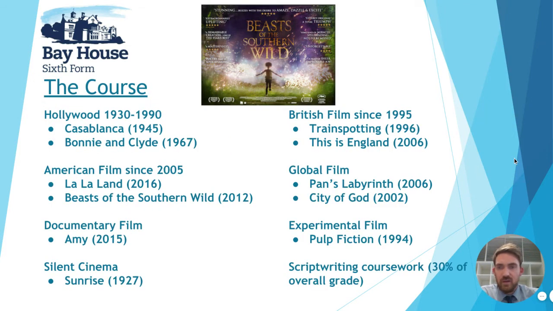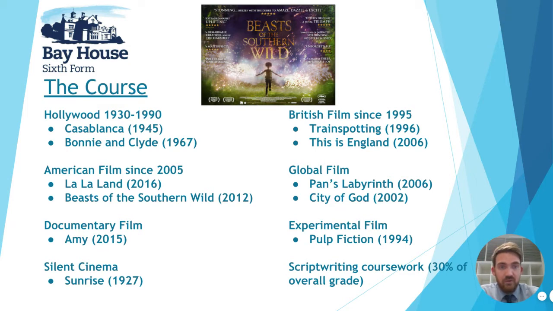So the course, some of the films, or all of the films that we currently cover, are on the board for you there. We have got the classic Hollywood, Casablanca and Bonnie and Clyde. So you start with an idea of the birth of Hollywood film, get an idea about its background and how it developed, and look at the institutional context and the technical context, the technical elements that go into making film and how those changed.